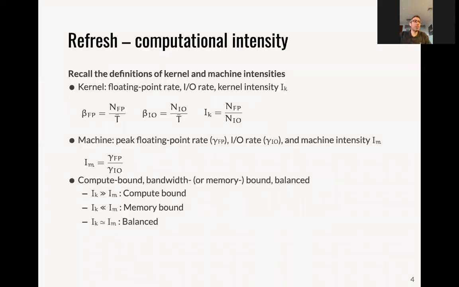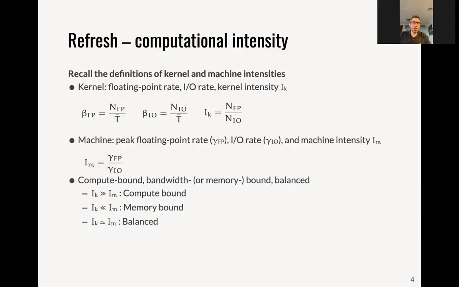As I said last time, if the kernel intensity is much larger than the machine intensity, then we say that we have a kernel that on the given machine is so-called compute bound, meaning that the bottleneck is likely to be floating point performance. In other words, we don't have enough floating point units on the machine to consume fast enough the data that is coming in. Whereas if the opposite inequality holds in the middle there, then we say we have a memory bound kernel, meaning that we have enough floating point units. It's just that we don't have a broad enough bus. We don't have enough bandwidth to feed the floating point units at a sufficient pace. So the bottleneck is the memory bandwidth. And when the kernel intensity and the machine intensity are approximately the same, we say we have a balanced kernel.